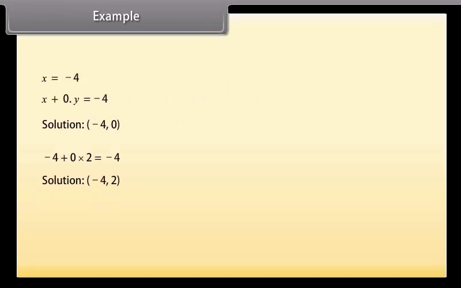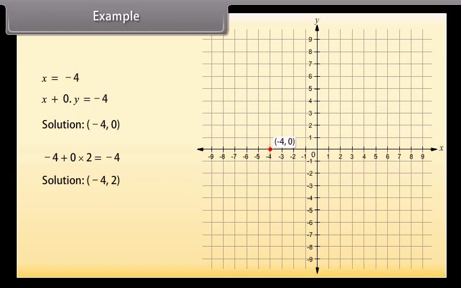Now mark these points on the graph. This is (-4, 0) and this is (-4, 2). Join these points. We can see that the graph AB is a line parallel to the y-axis and at a distance of 4 units to the left of it.